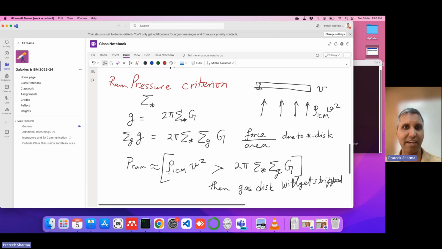When does this criterion get satisfied? If the ICM is dense and if the velocities are large. These two conditions are satisfied in a galaxy cluster. I showed you that the massive clusters have the highest intracluster medium density, and the velocities can be as high as a few thousand kilometers per second. That's why ram pressure stripping is very common in galaxy clusters and less so in lower mass galaxies. Okay, I think with that we'll end.